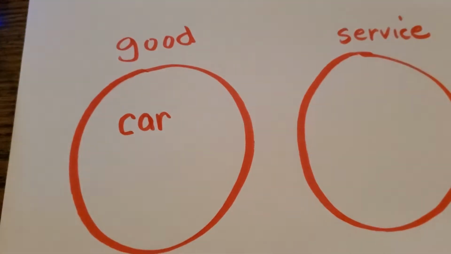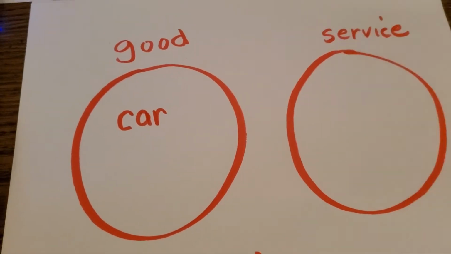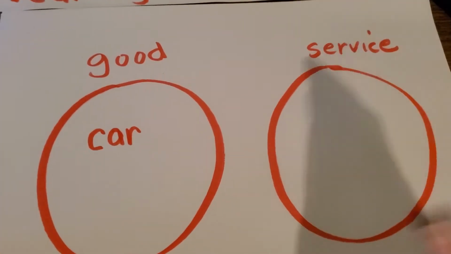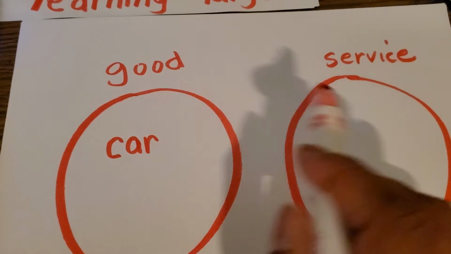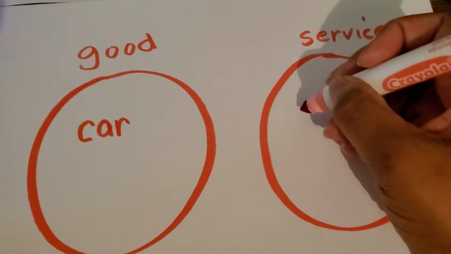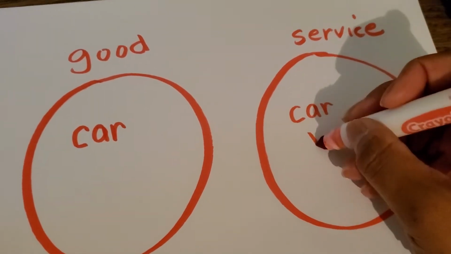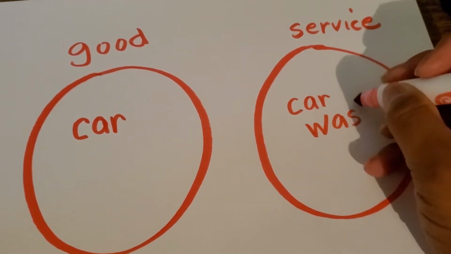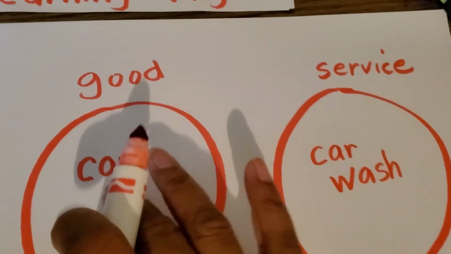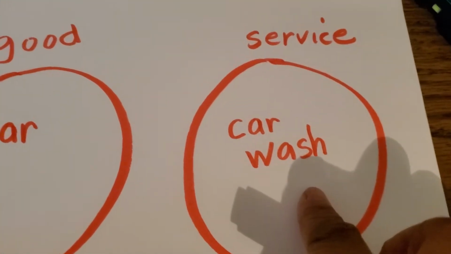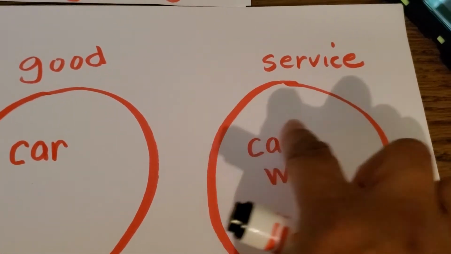A car can be bought. A car is actually an object. Now, the service that's going to match with the car is going to be called a car wash. Good: it can be consumed. You can use it as an object. The service is that the car can be washed.